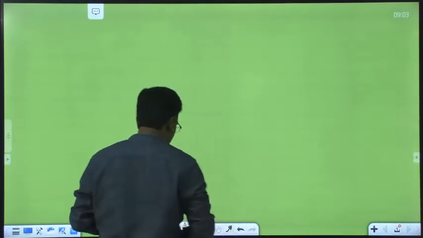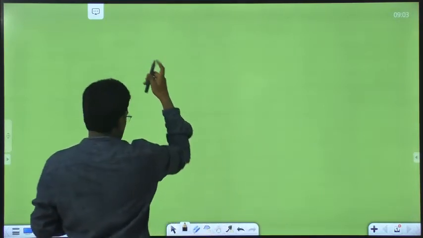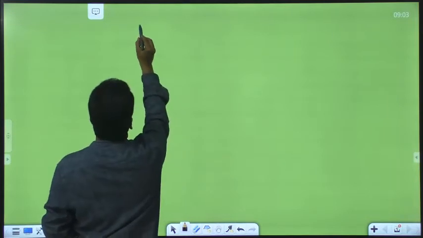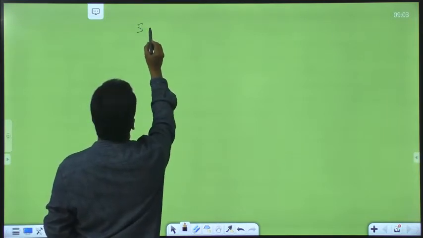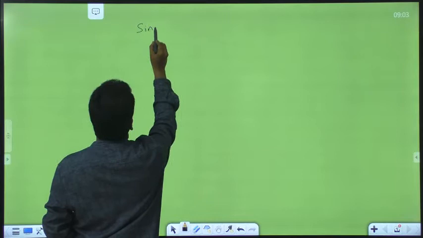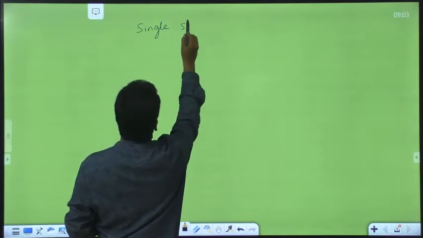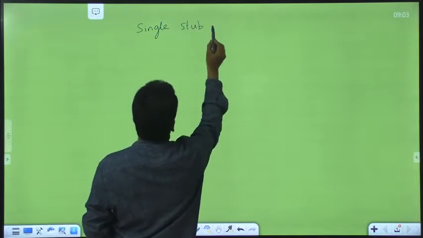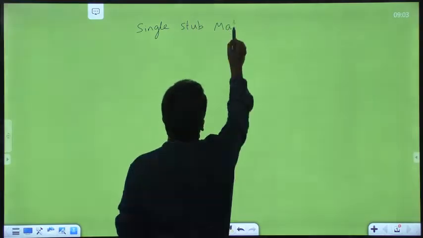So the first one is single stub matching.